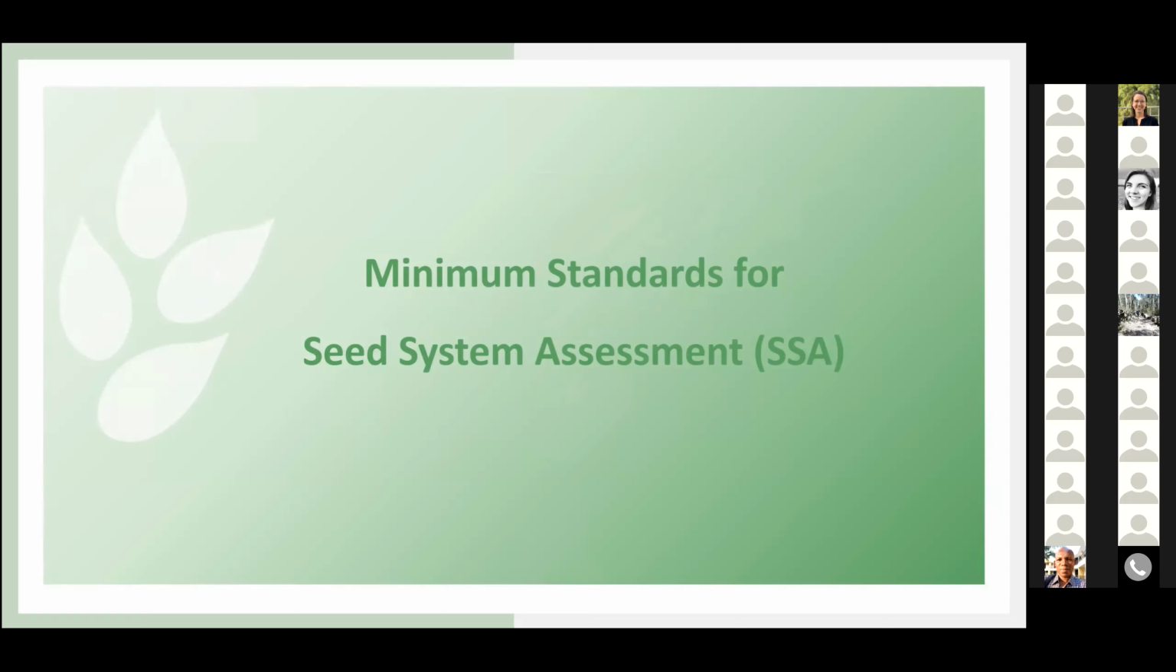You guys guide me. So, minimum standards for seed system assessment. And again, just to reiterate, we use seed system assessment as the generic. Whether you want to use RSSA or SSSA or seed security assessment, that's all fine with us. It's just do a generic seed system assessment. That's what's important at this stage. Okay, next, please.